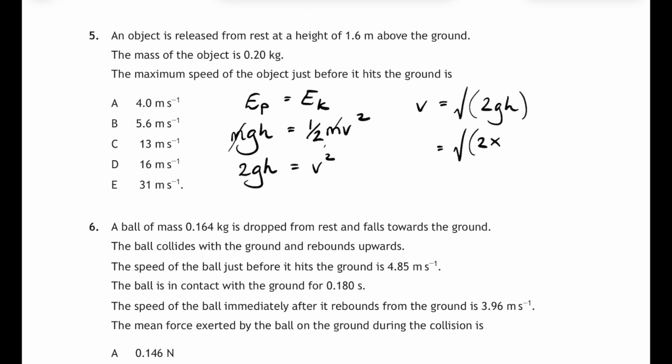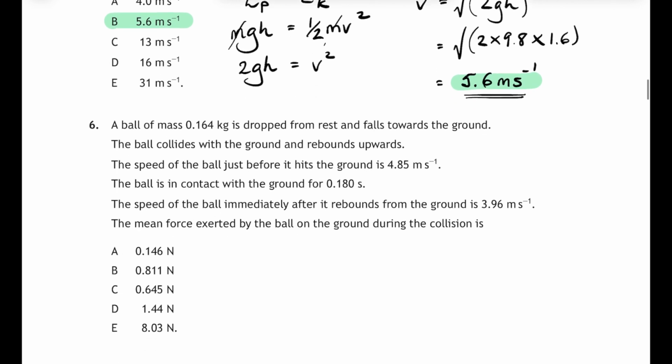Then we can sub in what we know. That's 2 times 9.8. The height was 1.6 metres. And that gives us an answer for the speed at the bottom of 5.6 metres per second. That corresponds to answer B. That's a bit like a National 5 question. And remember, the mass doesn't matter. Mass cancels out on both sides because all objects fall at the same rate if we ignore air resistance. That's also why it says maximum speed in the question, because if there was air resistance, then the speed at the bottom would of course be less than that. Good question.